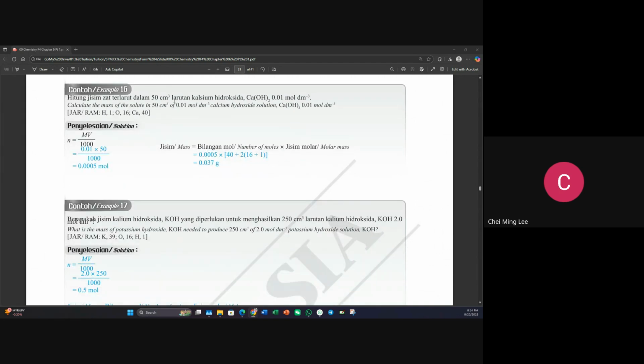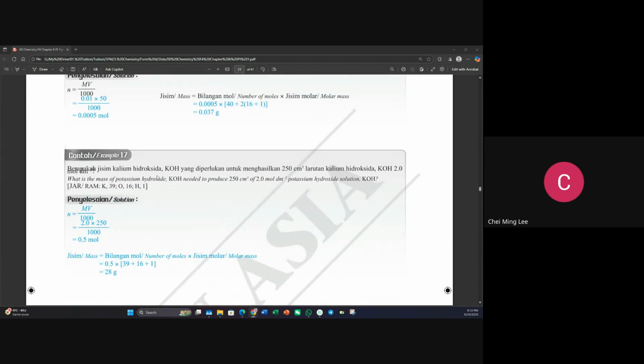Calculate the mass of calcium hydroxide in this solution with this concentration. First, we try to get the number of mole first. MV over 1000, which is 50 times 0.01 divided by 1000, so you get 0.0005 mole. For the molar mass, 0.0005 times the molar mass of calcium hydroxide. Calcium is how much? 40. Then plus 2 times 16 plus 1, all times 2. So you get 0.037 gram.